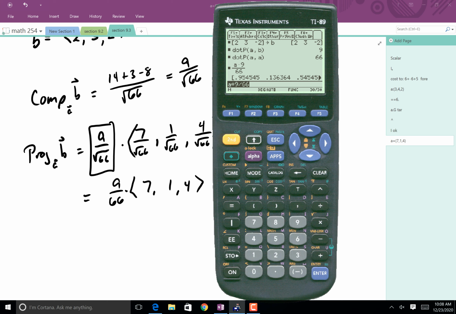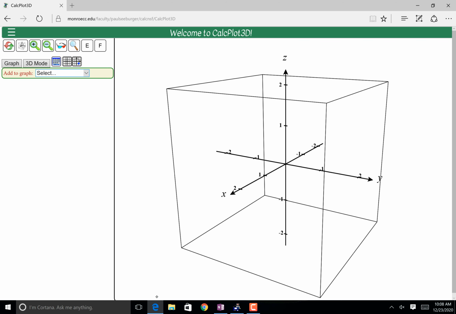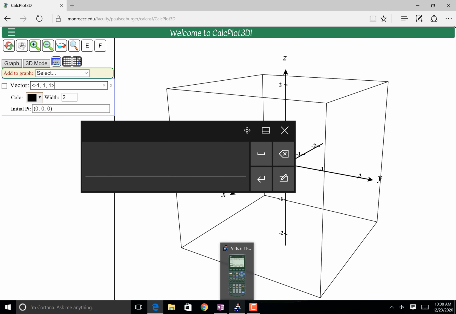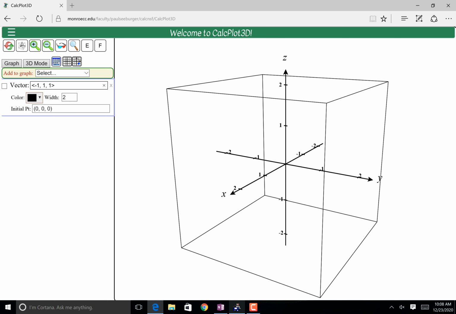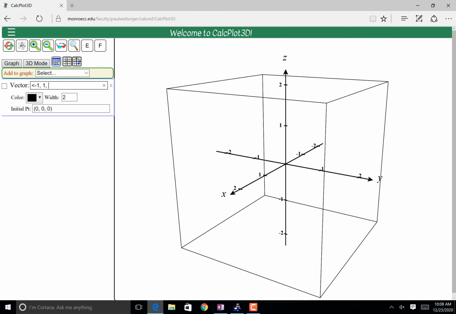Now, what I'm going to do is pull up this graphing tool, and I'm going to add some vectors just for a good time. My first vector was 7, 1, 4, so let's plug that in. Let's make it some garish color so it stands out, and make it big so I can keep my eye on it. Cool, there it goes.